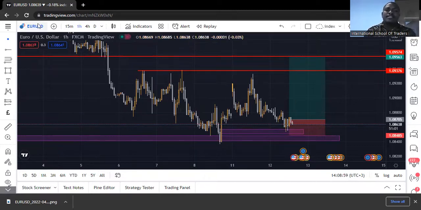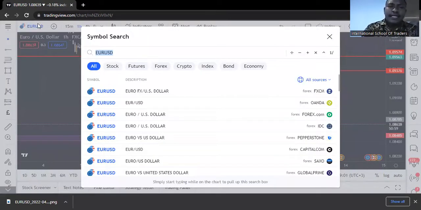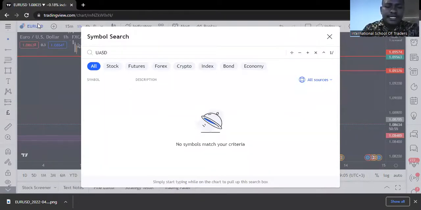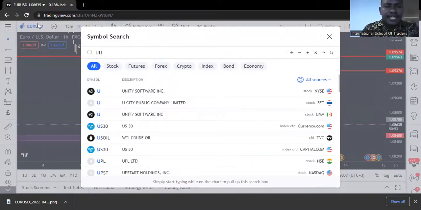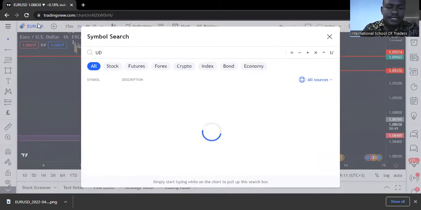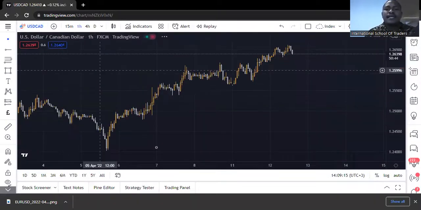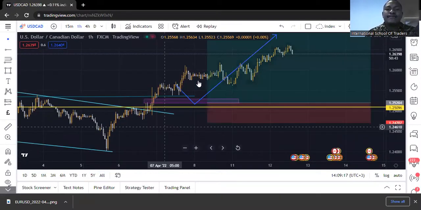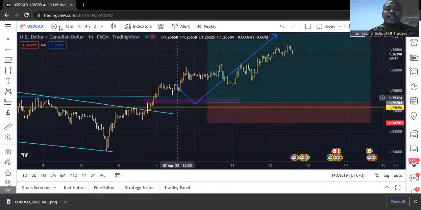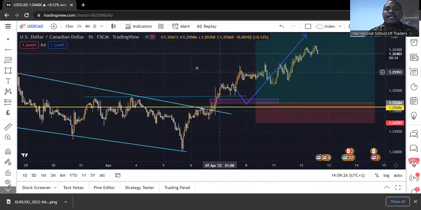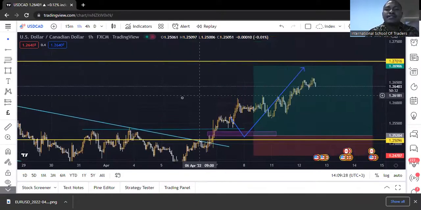Let me look at some other things. USD CAD is one of the trades that we looked at a couple of weeks ago. The only thing that didn't happen for me here was for the market to come to this area, where we could then place a buy and continue with this market. This is a 1 hour time frame. Now, what's the expectation from here?